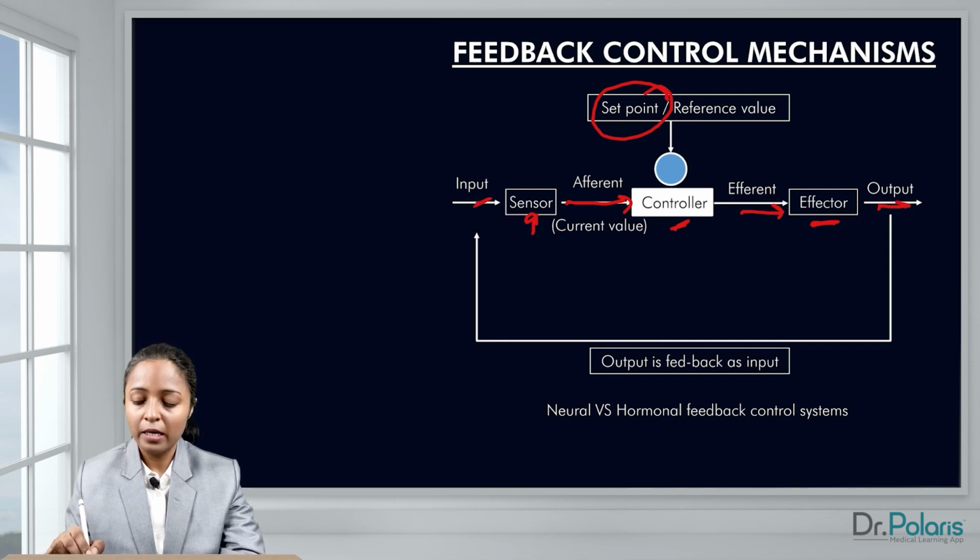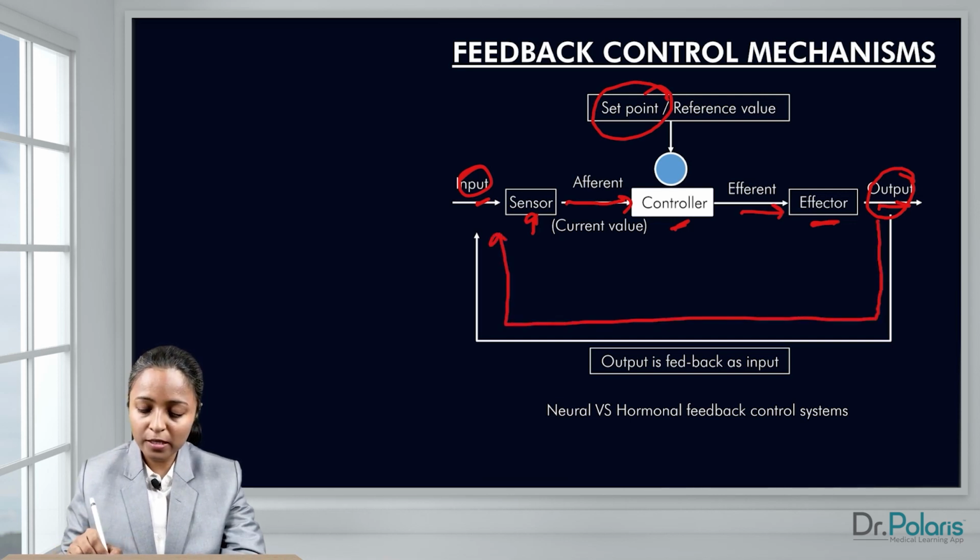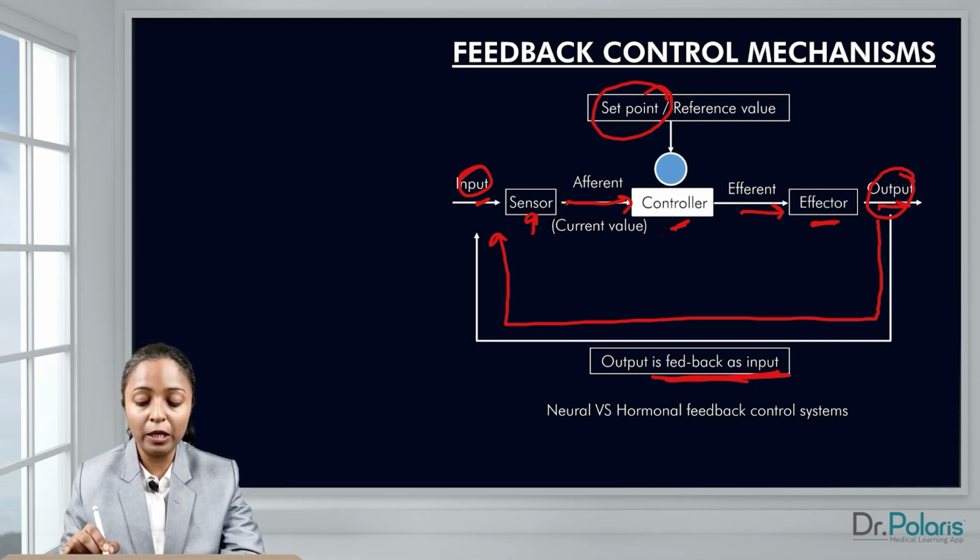And there is the output. Now, output is what? Actually, the output is the change in this input only, right? Because of these effectors, there is some response which causes the change in the input only. So the sensors will again sense this output, because the response is going to change the current value of the variable, isn't it? So the sensors will again sense it. So what is happening? The output is fed back as input into this system. That is why the name feedback, right? Because the output is being fed back as input into the system.